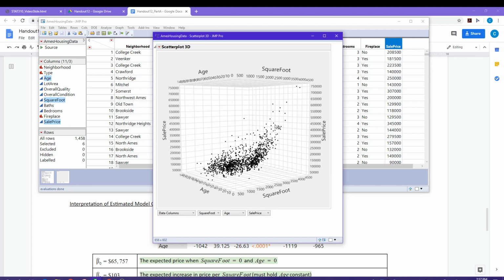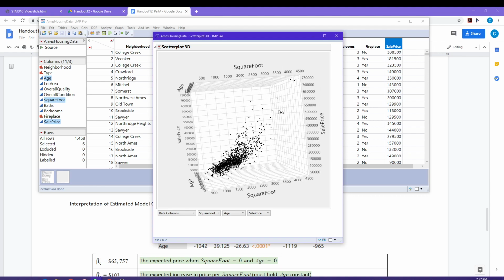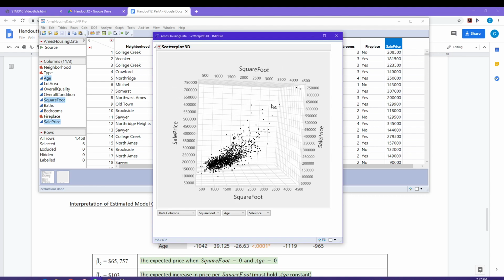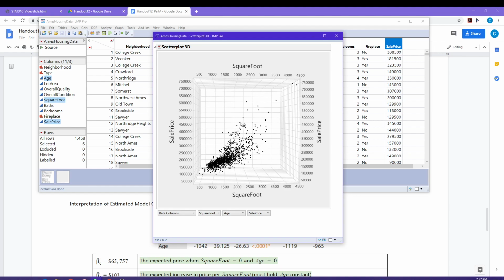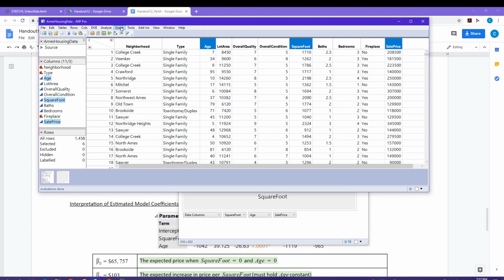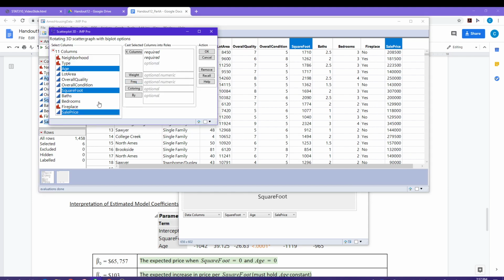And you can just kind of move the plot around. So here is looking at just kind of the effect of square foot. Age is going back into my screen, so I'm kind of ignoring age now. And the trend that I can see is that as square foot gets larger, the price goes up. When I constructed this graph, I put square foot first, age next, and I put my response last.